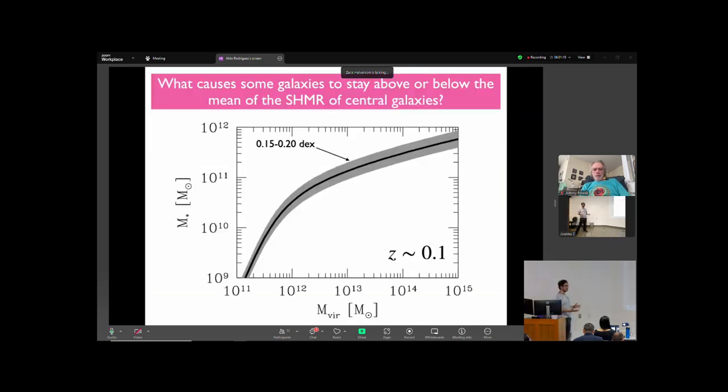So we know that the stellar-to-halo mass relation is a very tight relation. And I'm going to focus mostly on massive galaxies, galaxies with stellar masses above 10 to the 10. It has a scatter between 0.15 and 0.2 dex. So the question here is, what is driving the scatter around this stellar-to-halo mass relation?